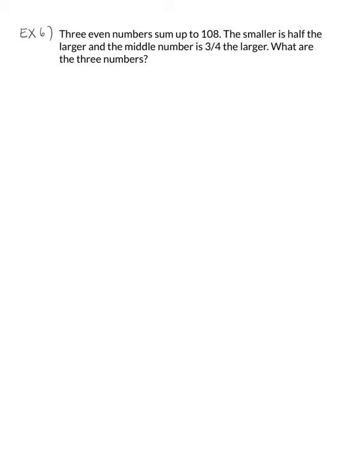So here we got 3 things going on. So we got 3 even numbers. We have a small, medium, and large, right? So let me just let S be the smallest number, and then let M be the middle number, and then L be the large number. Okay, so we know that all 3 numbers, if I add them up, it's going to add up to 108. So let's translate that in math notation. So that's S plus M plus L. That's all going to add up to 108.